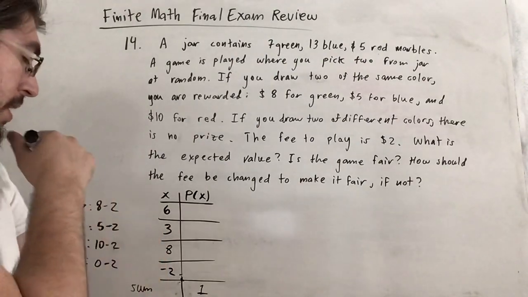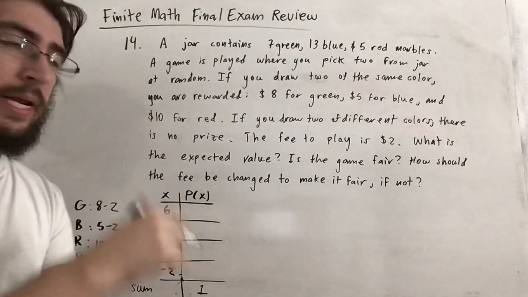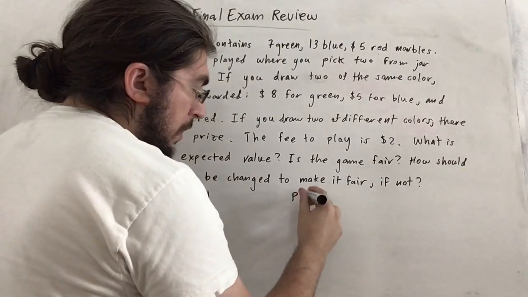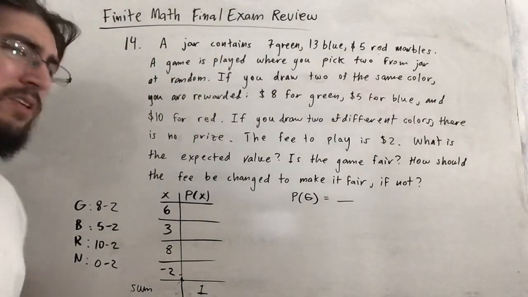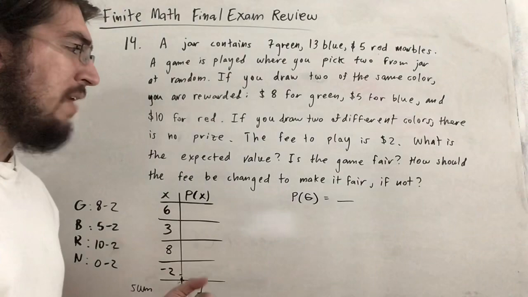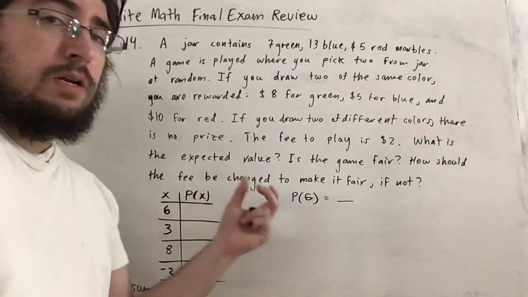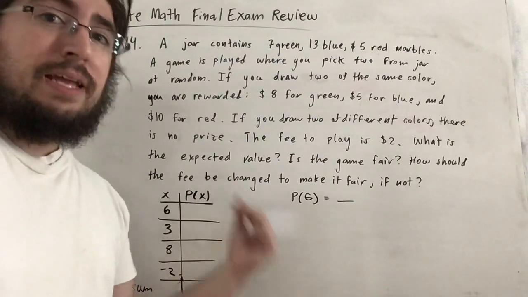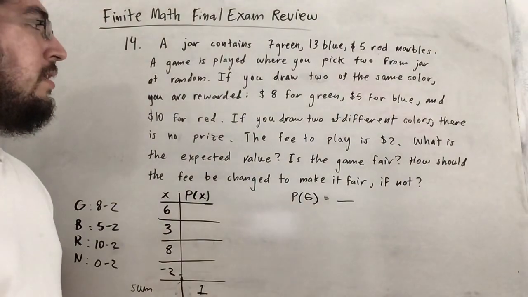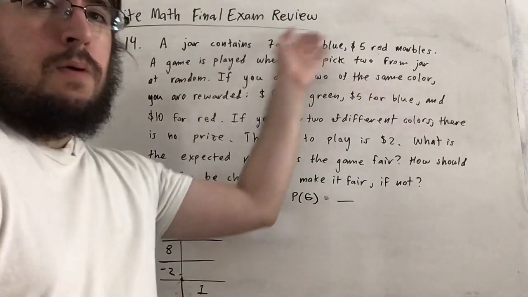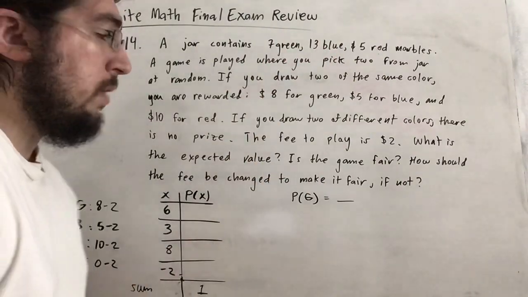All right, so now we need to find the probabilities of these things. What's the probability of drawing 2 greens? So let's think about this for a second. We basically have to use a slot method here, but for probabilities. In fact, this is essentially a conditional probability problem because we want to know the probability of drawing green, given that we already drew green, and multiply that to the probability of drawing green. So notice how many marbles are in the jar total. Well, there's 7 plus 13, which is 20, plus 5, so it's 25.